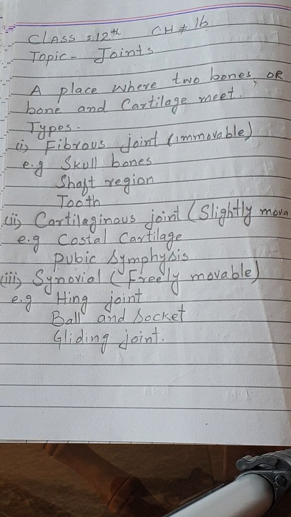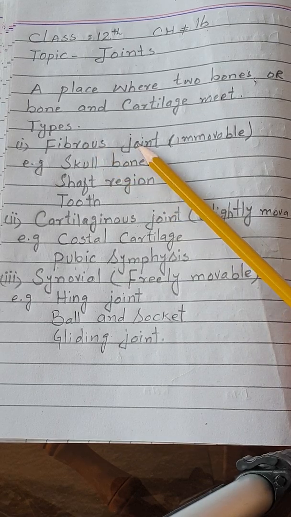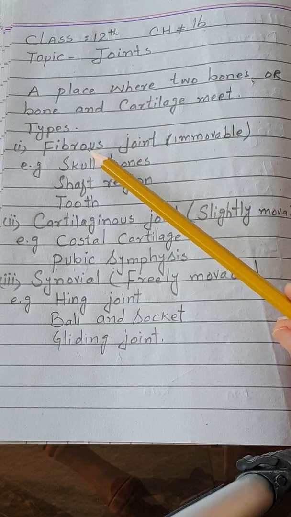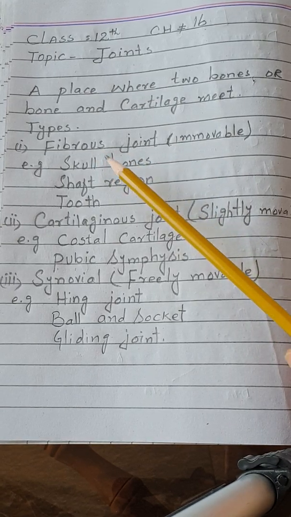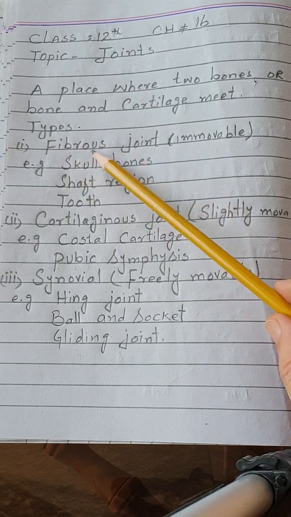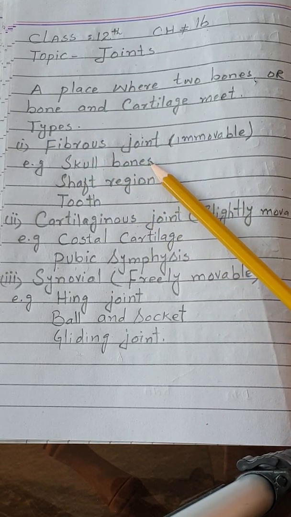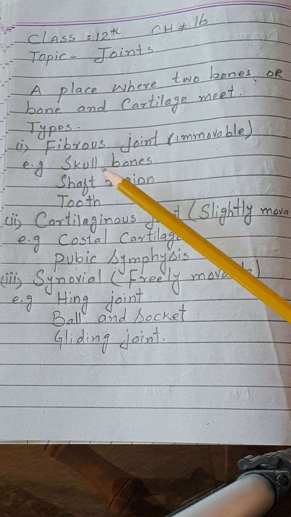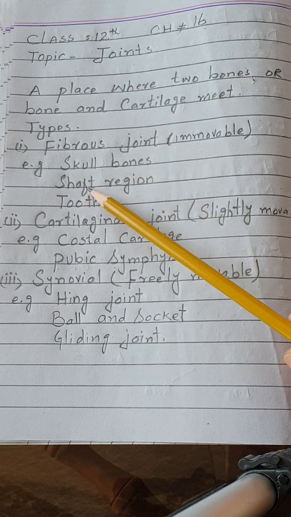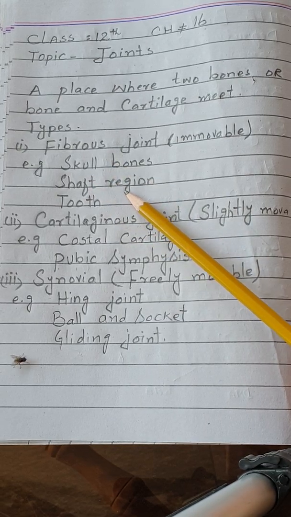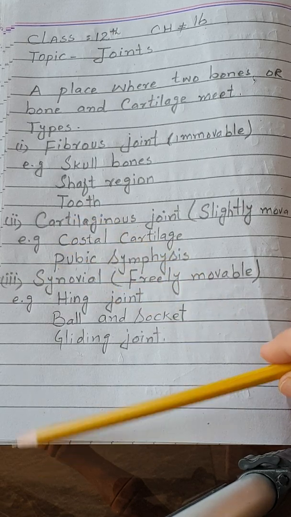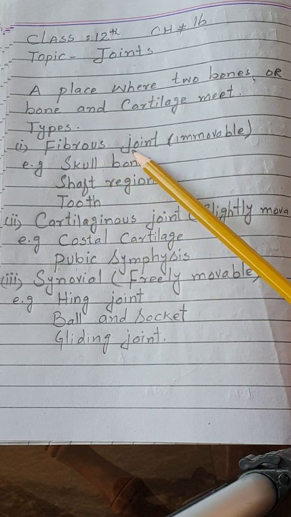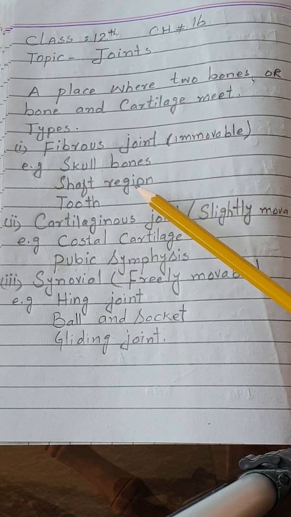First of all, we will discuss the fibrous joints. The fibrous joints are also known as immovable joints. These bones are connected by special cartilage, which is fibrous cartilage, and that is why it can't move. They don't allow movement. The examples of these joints are the skull bone, shaft region of arms and legs, and tooth and cavity. These three different areas in our body have fibrous joint, which allow no movement of the bones.